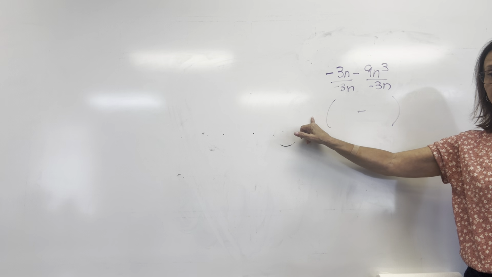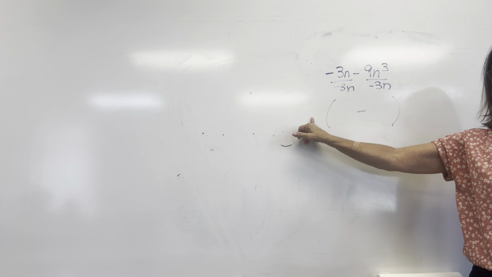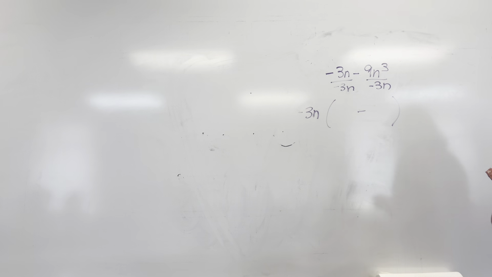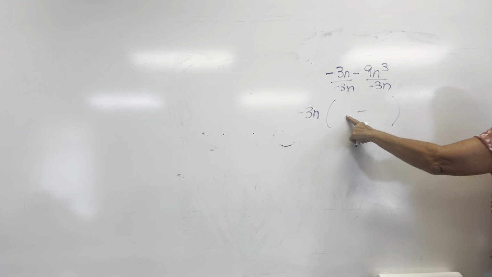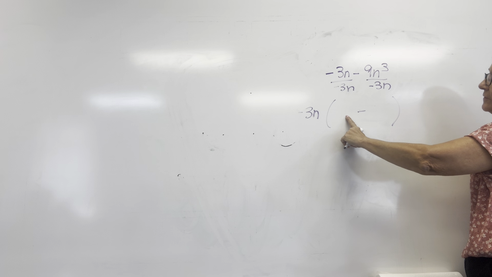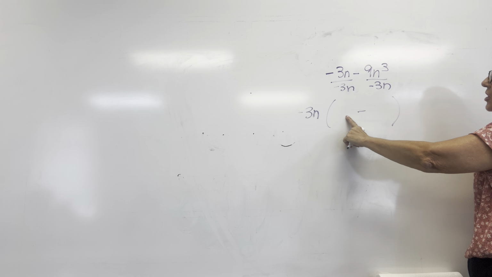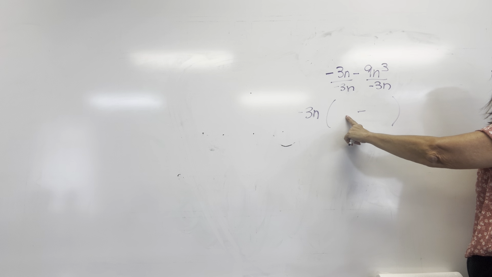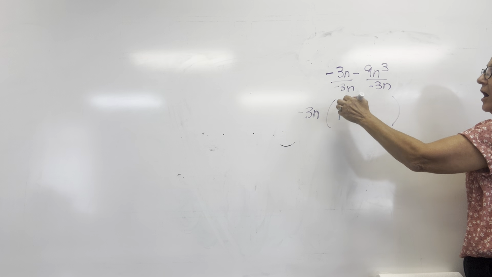What's outside? Negative 3n. Locke, don't give him the answers. I want his brain, not yours. Okay? Negative 3n. And what's on the inside? What's the first term? Negative 3n. No. Negative 9n cubed. John, what's left in this first term? No. Drew? 1. Okay, everybody look.